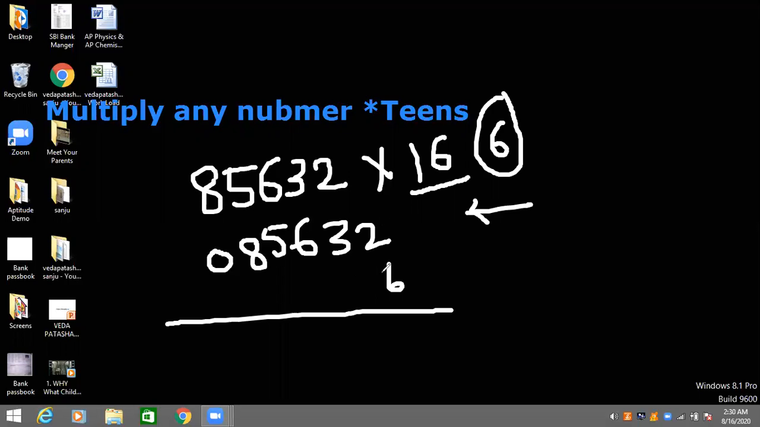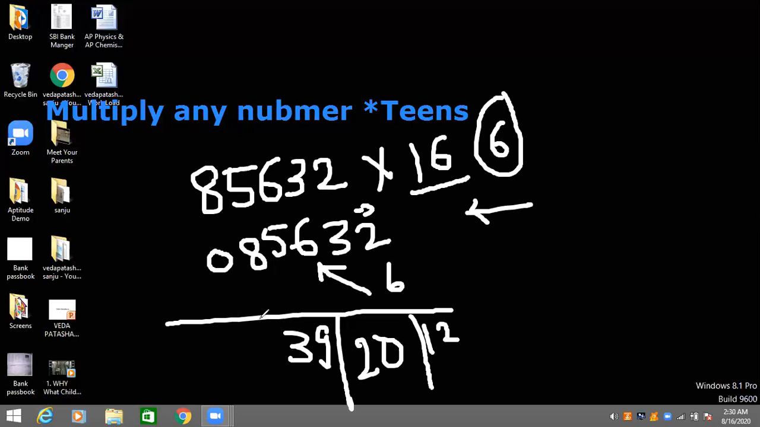Okay, 6 times 2 is 12. There is nothing to add because on the right-hand side we don't have any number, so 12. And 6 times 3 is 18, plus 2 is 20. 6 times 6 is 36, plus 3 is 39.